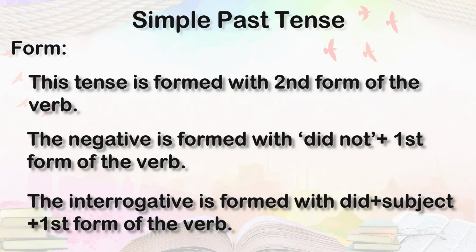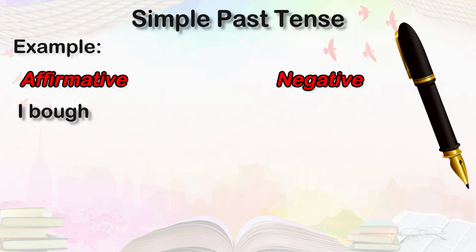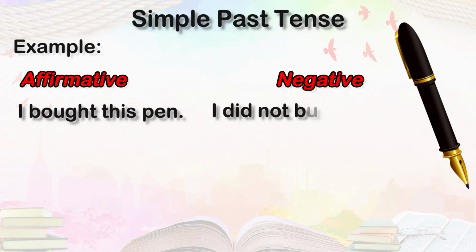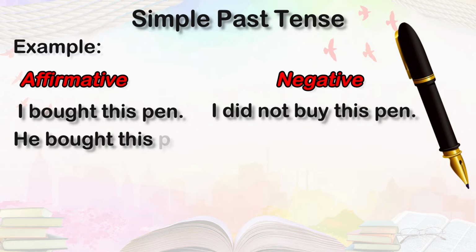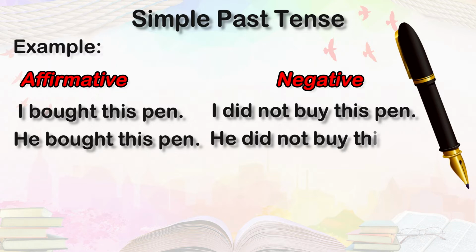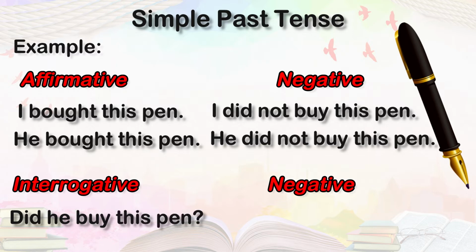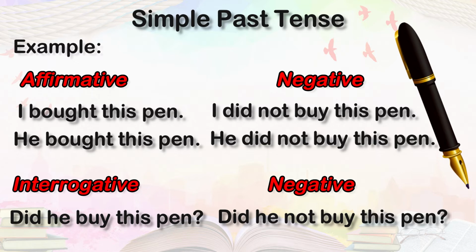Some examples. I bought this pen. I did not buy this pen. He bought this pen. He did not buy this pen. Did he buy this pen? Did he not buy this pen?